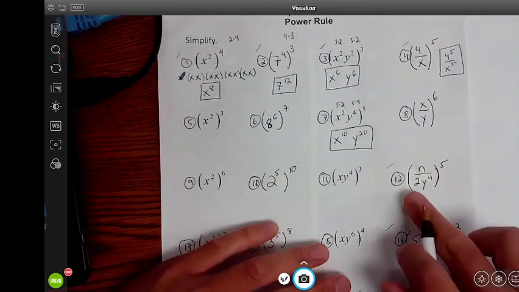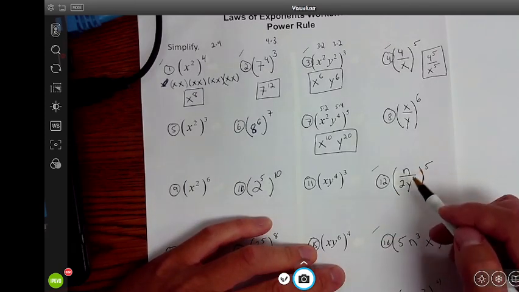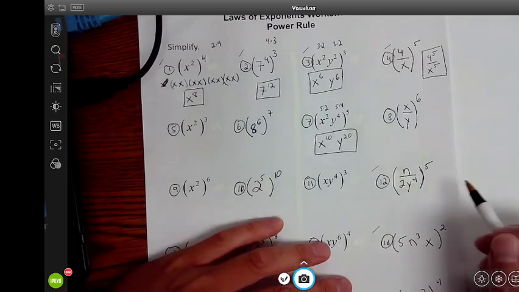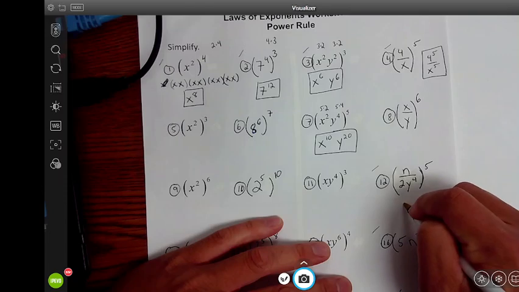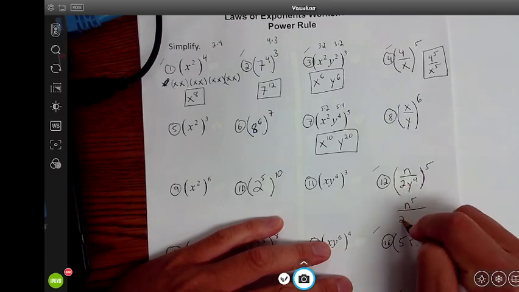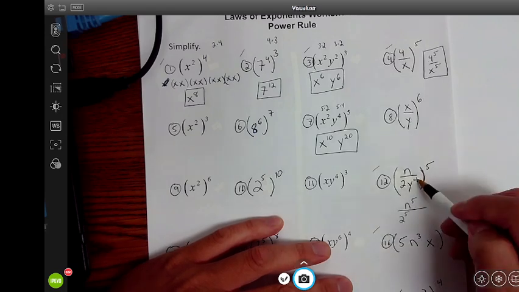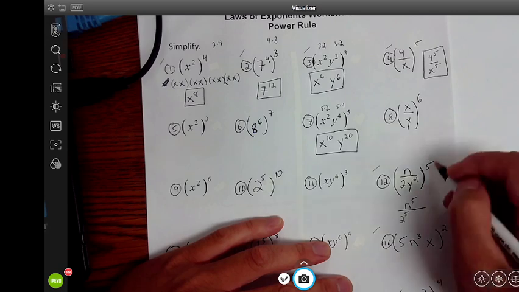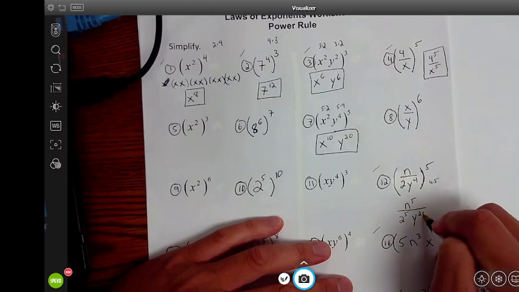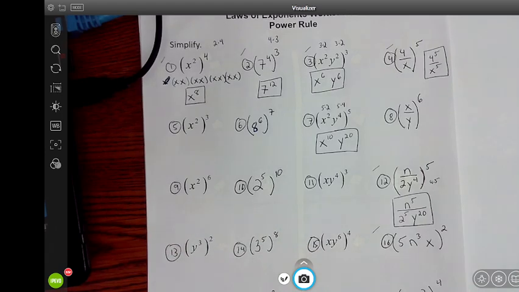Let's do another one. Let's do number 12. That 5 goes to every term. It's going to be multiplied by the exponent for every term in the parentheses. So that n gets a 5. That 2 gets a 5 exponent in the denominator, so it's 2 to the 5th. And then for this one, you have a 4 times 5, that's going to be 20, so it's going to be y to the 20th power.